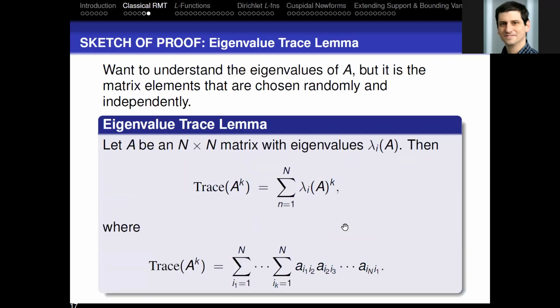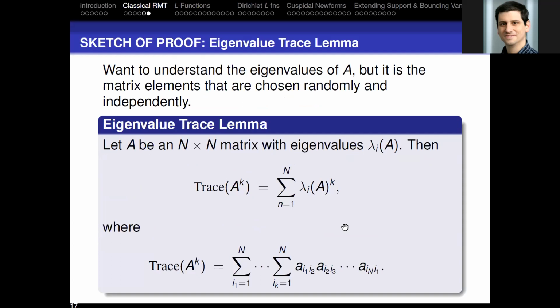Next. Again, I remark briefly on what allows these calculations to work. It's the eigenvalue trace lemma: the trace of A to the k is the sum of the eigenvalues to the k. Explicitly, if you expand out the trace of A to the k, you get a polynomial in the matrix elements. So why is this so wonderful?